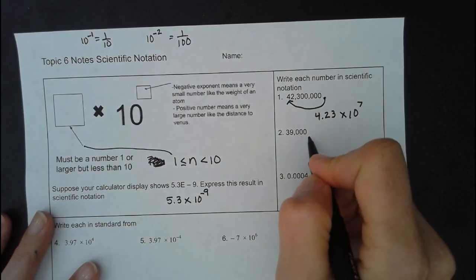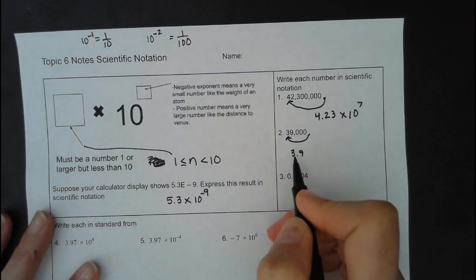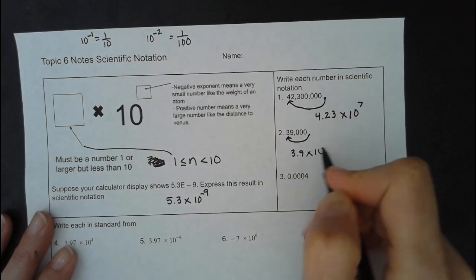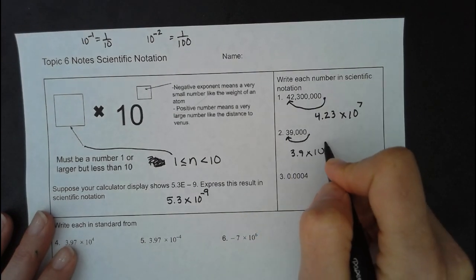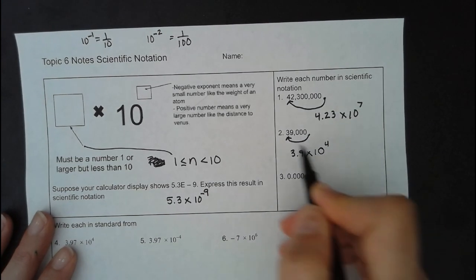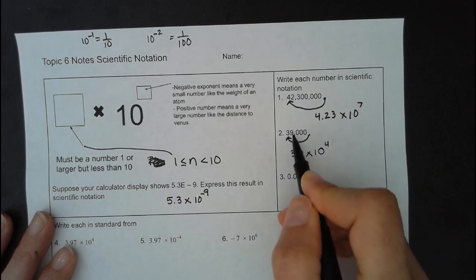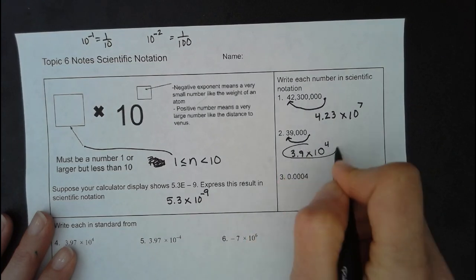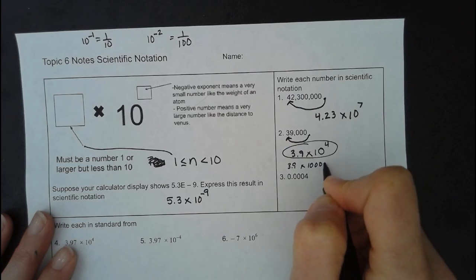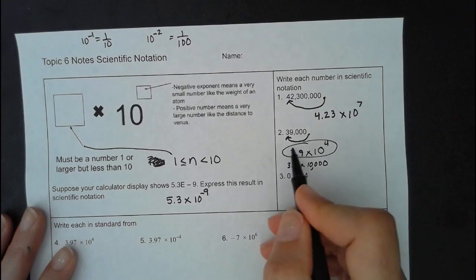The next one here, I'm moving it from here to there, in between the 3 and the 9. 3.9 is bigger than 1, but less than 10. And then how many times did I move that decimal point? 4 times. So 3.9 times this number would get you back here. All that is saying is what multiplication power would get me back here. So this is my answer, but if you think of it as 3.9 times 1, 2, 3, 4 zeros, 3.9 times 10,000 would get you back here.